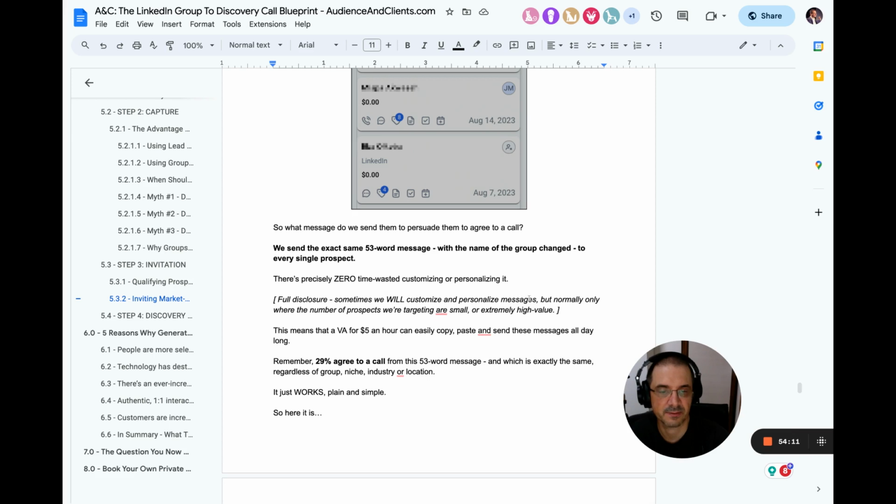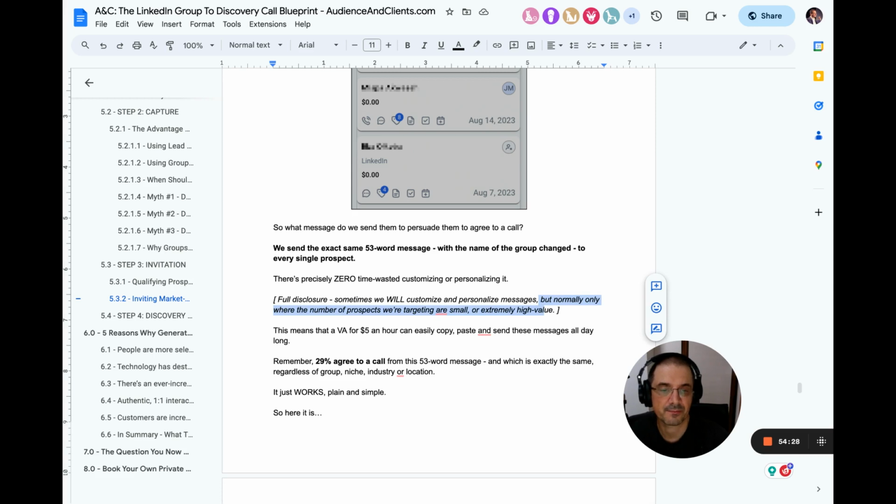customized and personalized messages. So for example, if there was a really small number of people we wanted to reach out to, or they were extremely, extremely high value, then there might be a situation in which we might want to personalize each message. And we can do that because we're sending it manually and we can see the history of any interactions.